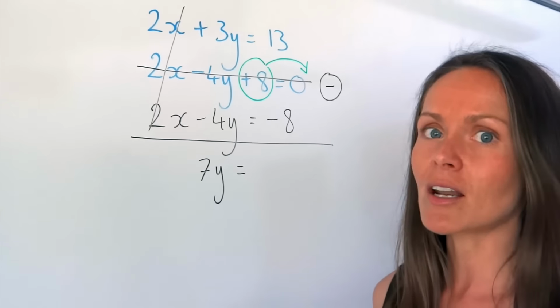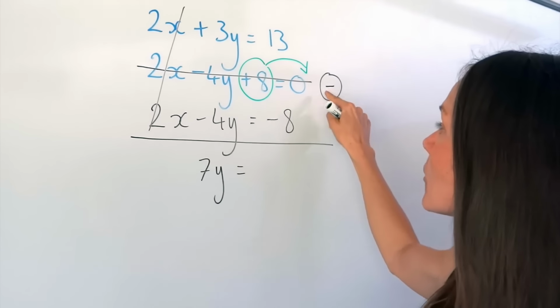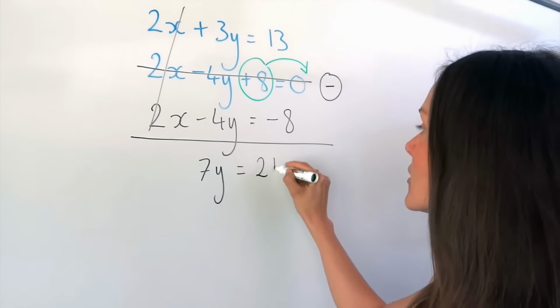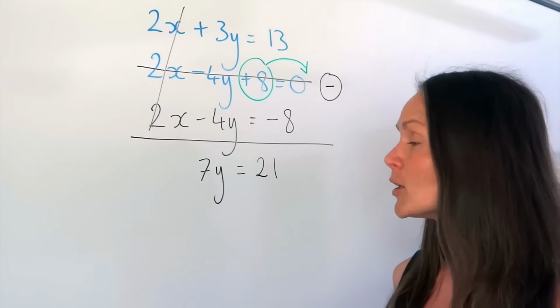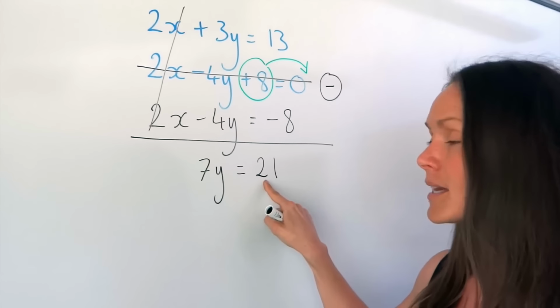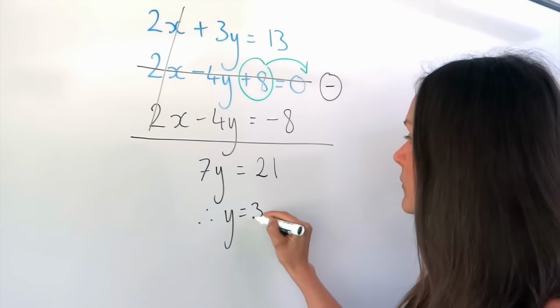And when I subtract the numbers, it's the same thing. We've got a double minus. 13 take away negative 8 is the same as 13 plus 8, which is 21. So the value of y must be 3, because 7 multiplied by 3 gives me 21. So there's the y value.